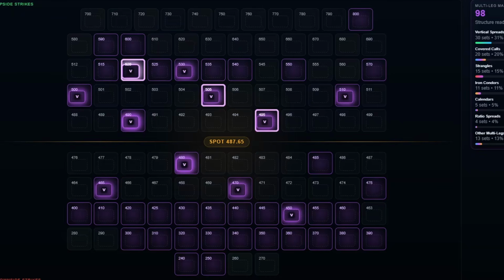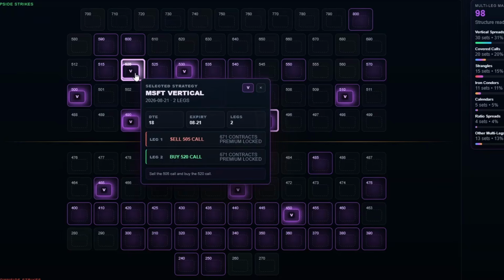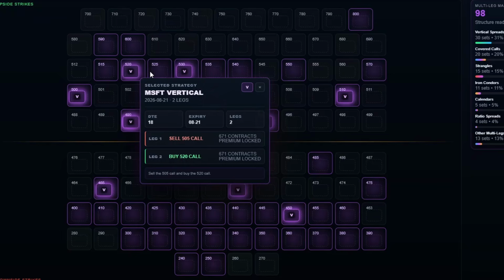All right, let's review some of the positions that our algorithm has picked out today. We got big positions going in both directions, so let's take a look at them. The first one here is actually bearish. Somebody's betting that the price will not go above 505 within about two to three weeks here.